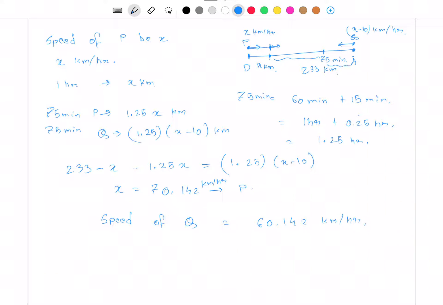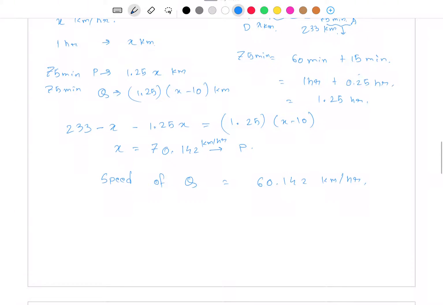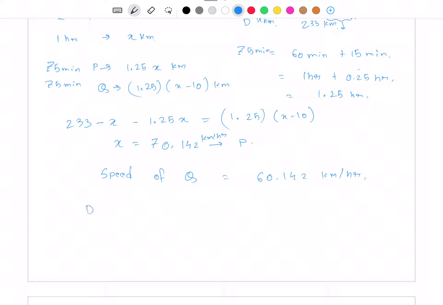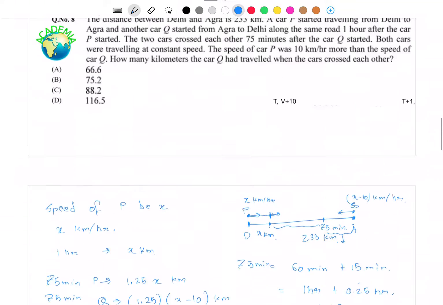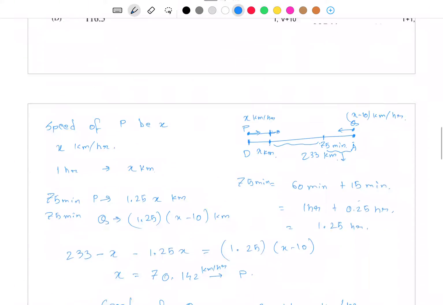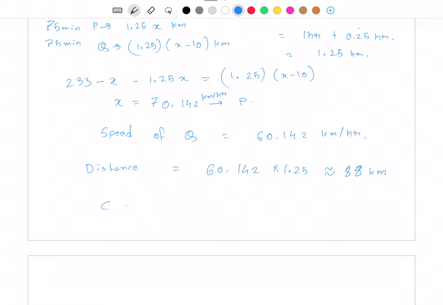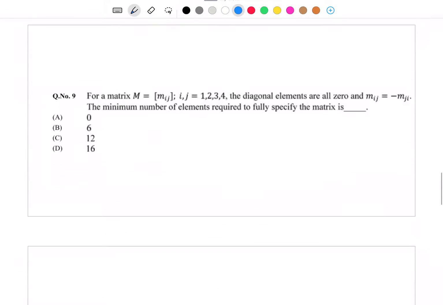So what is this kilometer that Q has traveled? This would be simple. 60.142 into 1.25, which would be around 88 kilometers, and the nearest answer is 88.2. So C is the correct answer. C is given to be 88.2. Correct. So let's move on to the next question.